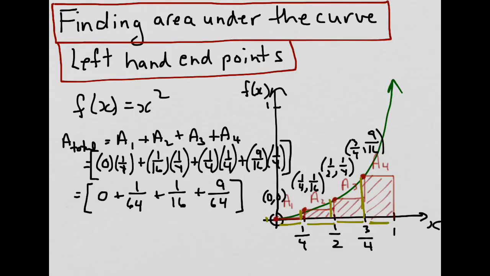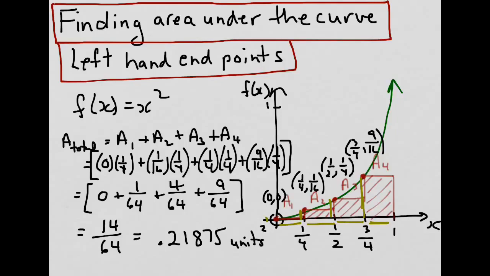To add these fractions, we need a common denominator, which is 64. So when we represent 1/16 out of 64, we multiply 16 by 4 to get 64. So we'd multiply the top by 4 as well to give us 4/64 as its equivalent fraction. And if we work this out, we would get 1 plus 4 is 5 plus 9 is 14/64, which works out to be decimal 0.21875 in whatever units squared that we're using.